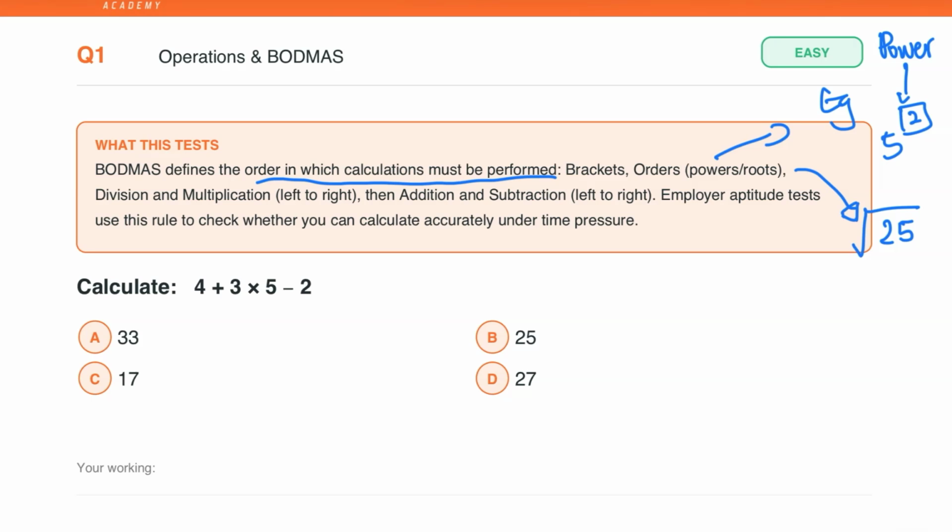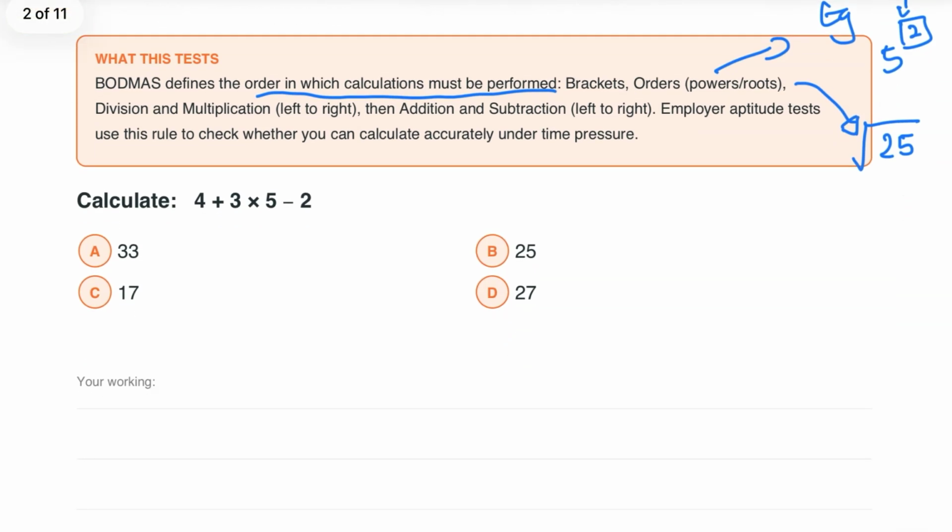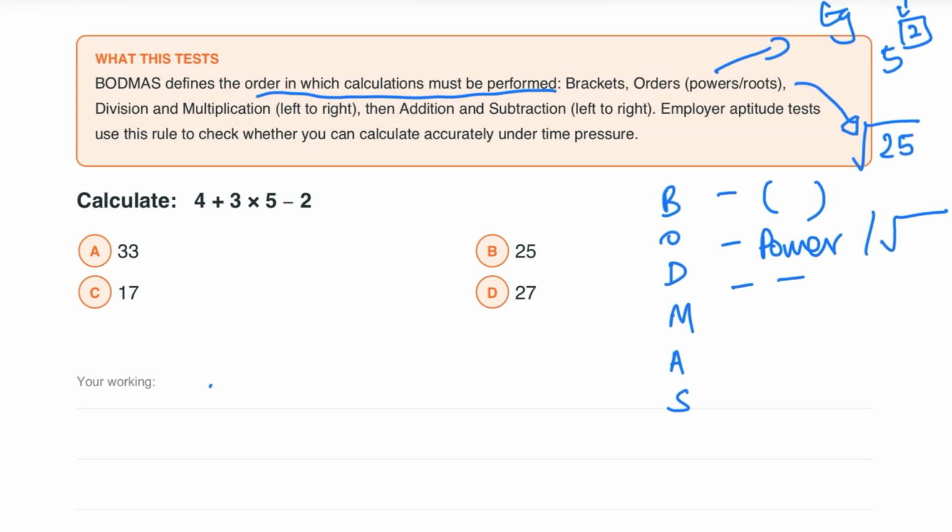Okay, let's go through the answer together. Since I mentioned we only have addition, multiplication and subtraction, if you look at BODMAS, the order has to be multiplication. We have BODMAS here. This would be brackets, orders, that would be maybe power or square root, division, multiplication, addition, and subtraction. What do we have in this question?